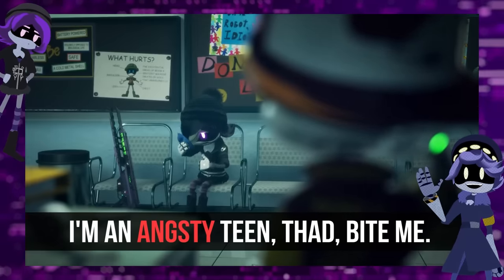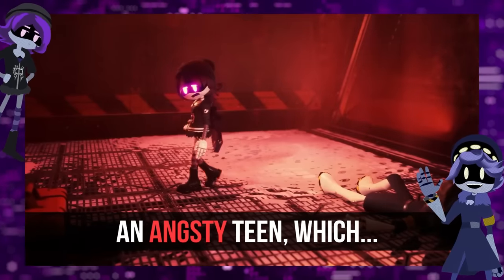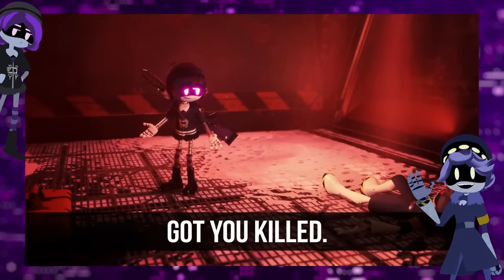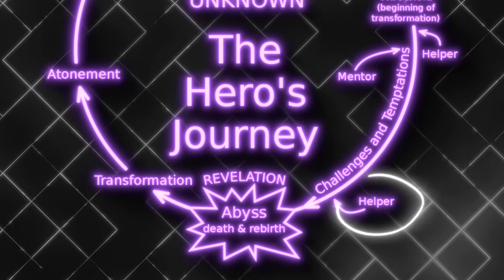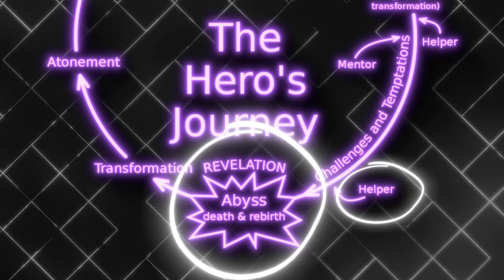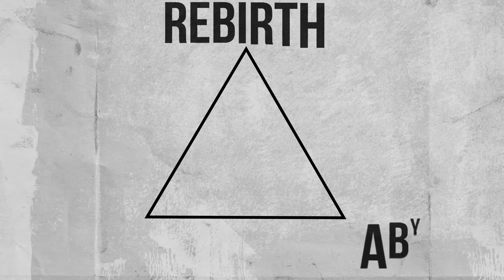An angsty teen fad bite me, and I made you rebel like an angsty teen, which got you killed. So if I'm right, that then leaves us right here on the chart, at the bottom, ready for another helper and a big revelation that's tied to 3 specific things: rebirth, abyss, and death.